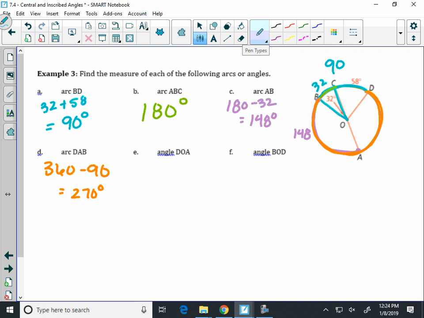If we take a look at E, it says angle DOA. We want to figure out what angle DOA is. I'm going to highlight. From D to O to A. Well, whenever you're trying to find a missing angle, go to its arc. Right? Well, here's this intersected arc. It's this green arc right there. Do we know what that arc is? No. We can find it. How can we find that arc?